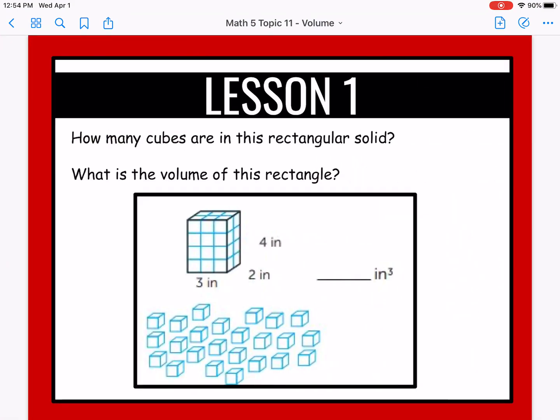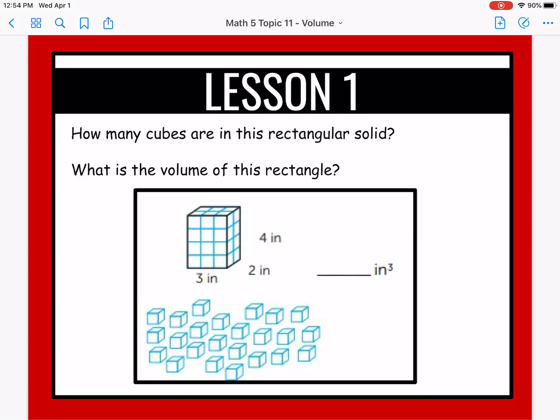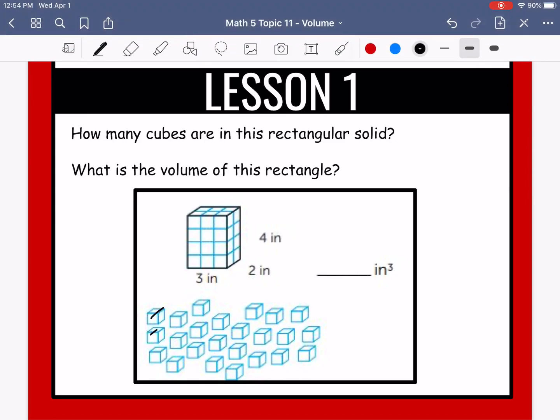How many cubes are in this rectangular solid? So you can still see, even though the shape is different, it is still a rectangular solid or a rectangular prism. So let's go ahead and count them again. 1, 2, 3, 4, 5, 6, 7, 8, 9, 10, 11, 12, 13, 14, 15, 16, 17, 18, 19, 20, 21, 22, 23, 24. So we found 24 little boxes, little ice cubes that are in this Rubik's Cube.